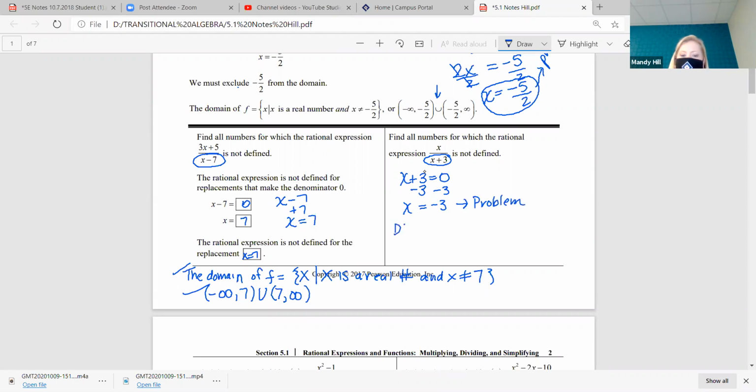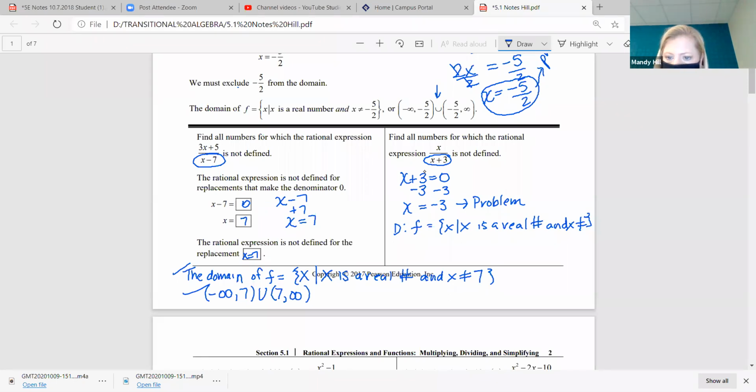So our domain is all x's such that x is a real number and x is not negative 3.